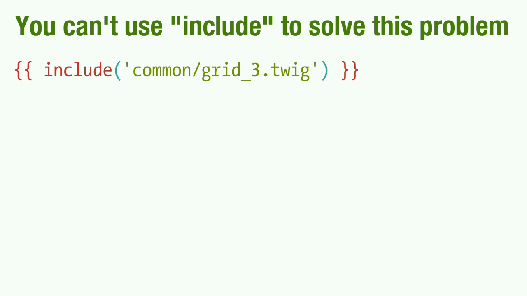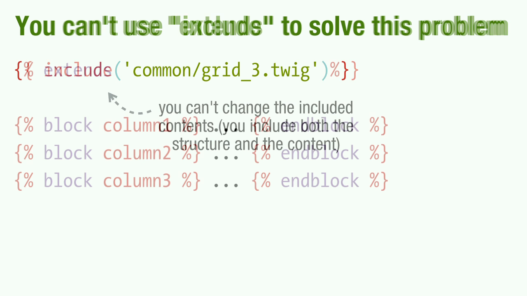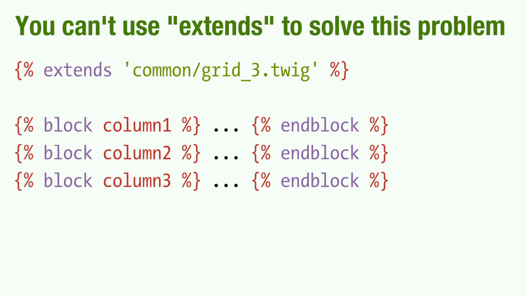So you can't use include because when you include something, you are including the structure plus the contents. So that doesn't work. You can't use extend because if you are extending your grid, as you see on the second page's example, we have three times the same structure and you can't extend several times for the three lines, so that doesn't work either. So we need something else.